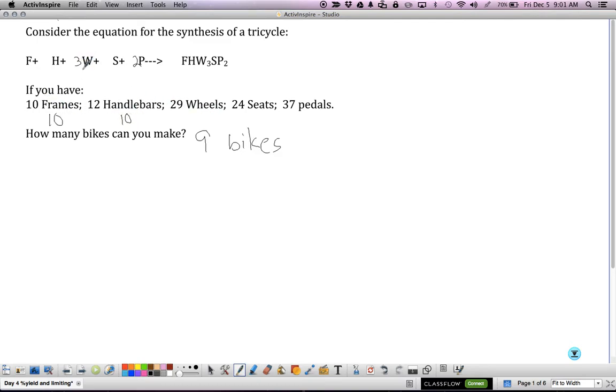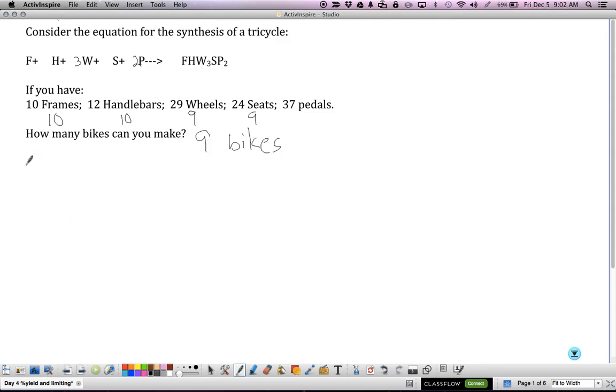29 wheels. Okay, I would need 30 wheels to make 10. I can only make 9 tricycles with the wheels that I have. 24 seats, so I can make 24, so I can still only make 9. And 37 pedals, I only need 18, so I have more than enough.